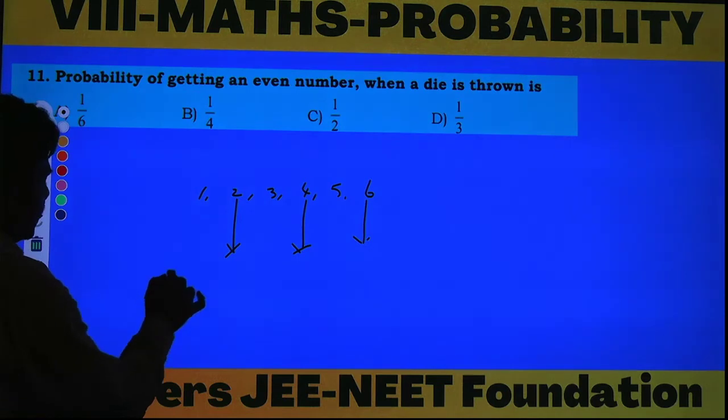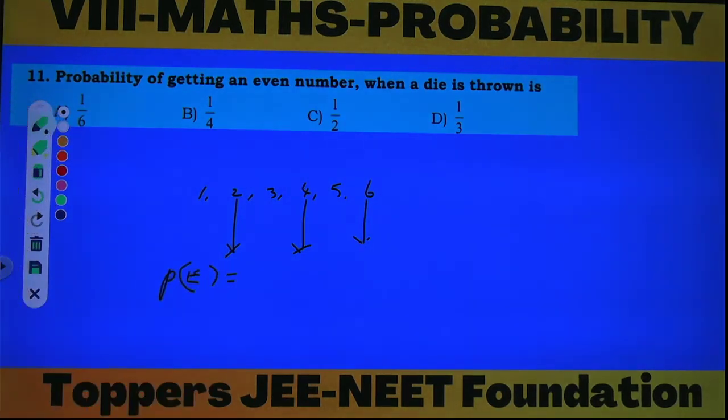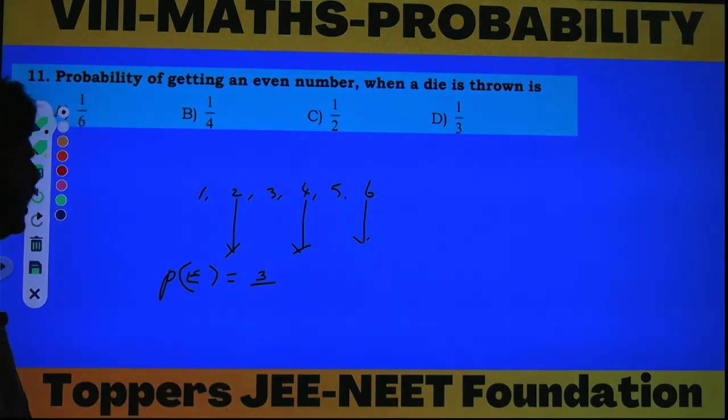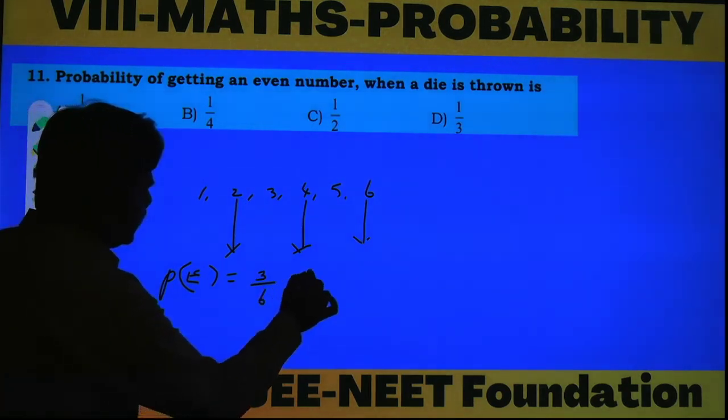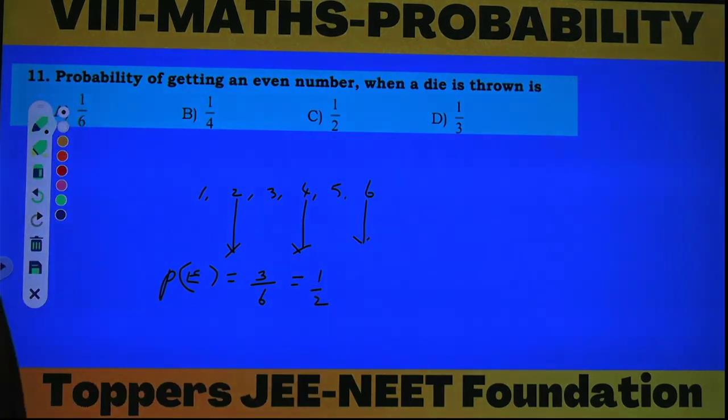Let P of E be the probability of getting an even number. Number of even numbers is 3 by total number of outcomes 6. 3 by 6 means that will be 1 by 2. So option C is the correct answer.